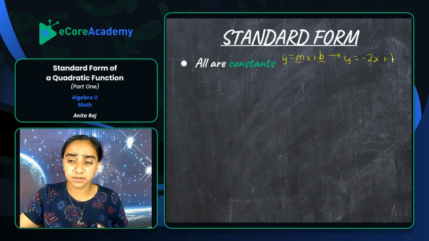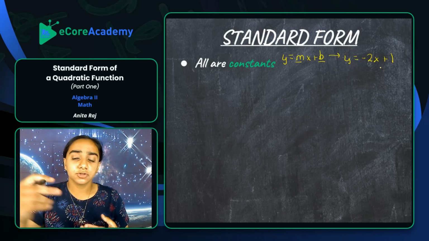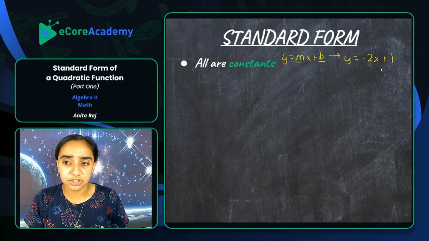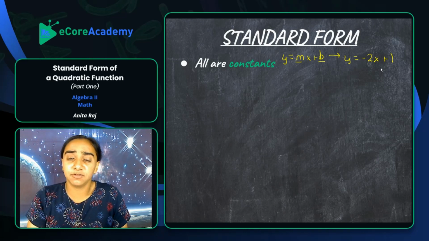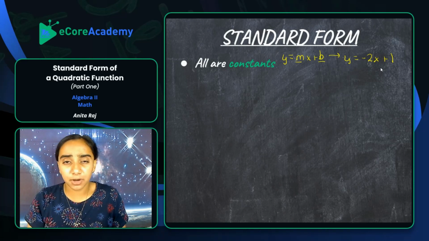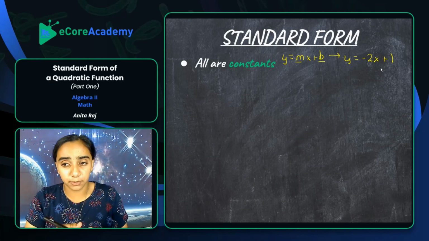So look at this equation I just wrote here. y equals negative 2x plus 1. So x and y can change. I could plug negative 1 in for x. I could plug 500 in for x. Whatever I want to plug in for x, and then y will be determined after following that.